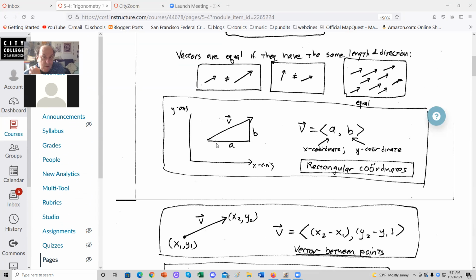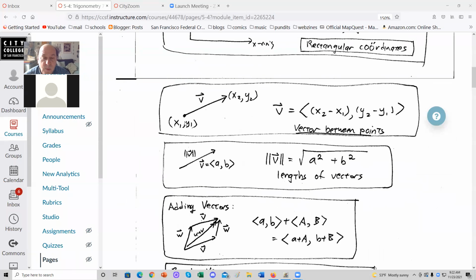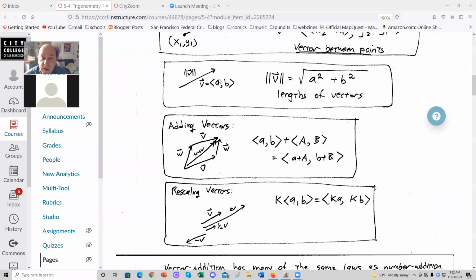A vector like this will have a horizontal displacement of a and a vertical displacement of b, and it's therefore denoted ⟨a, b⟩. a is the x coordinate, b is the y coordinate. These are rectangular coordinates for a vector. If it's pointing from (x1, y1) to (x2, y2), then the coordinates of the vector are ⟨x2 minus x1, y2 minus y1⟩, a displacement between points.